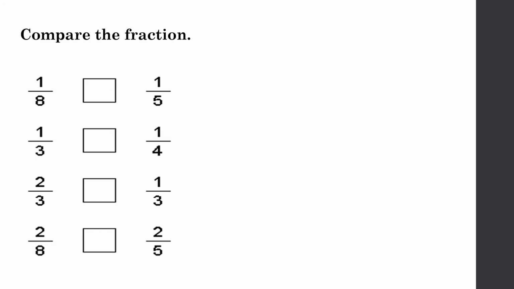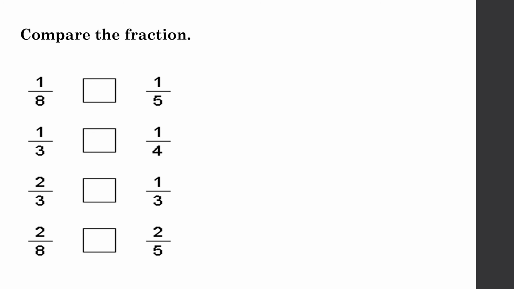And the second method, which is the easiest one, is using cross multiplication. In cross multiplication, what will you do? The numerator of the first fraction will get multiplied with the denominator of the second fraction. Now see here, in 1 upon 8, the numerator of the first fraction is 1. That will get multiplied with the denominator of the second fraction, that is 5.